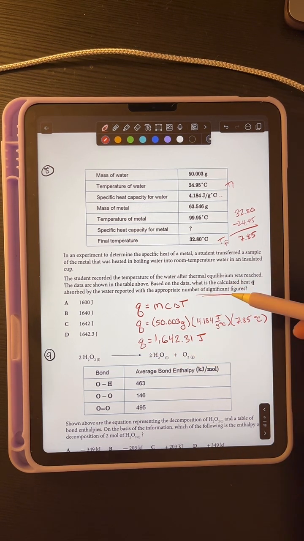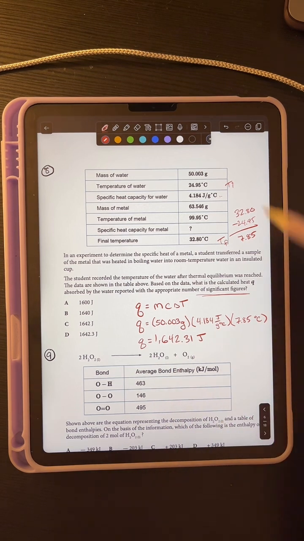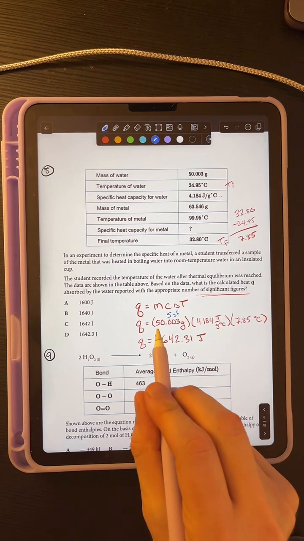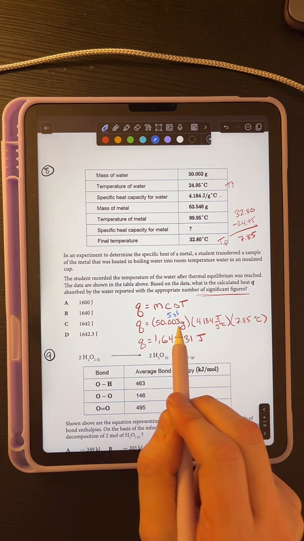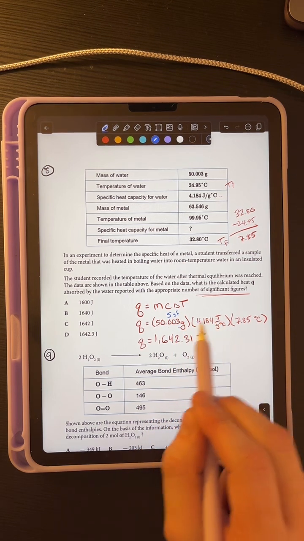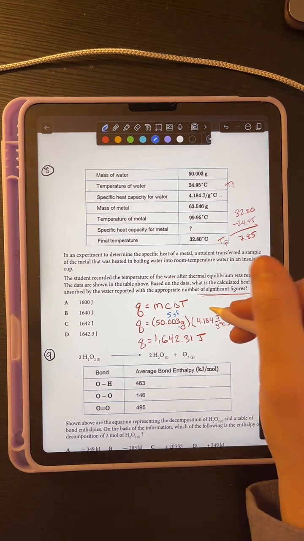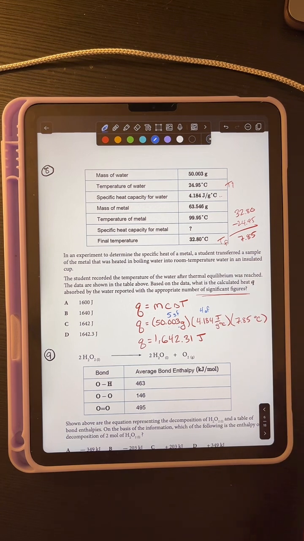But remember, we're asked to figure out heat with the appropriate number of significant figures. When we multiply or divide, we're looking for the least number of significant figures. So we have 5 sig figs here. We have zeros between two non-zero numbers. We have 1, 2, 3, 4, 5. This is a known value. All known values don't necessarily count. But I'm just going to include that here, 4 sig figs, because it doesn't make a difference in this case.